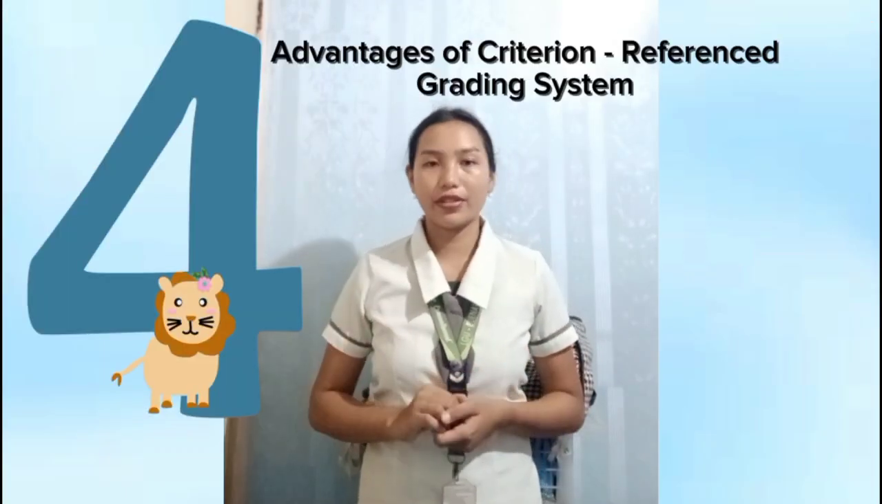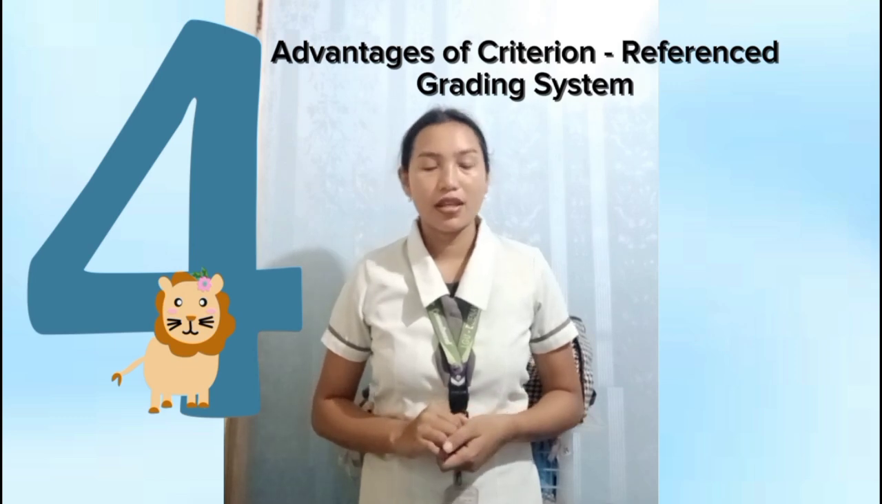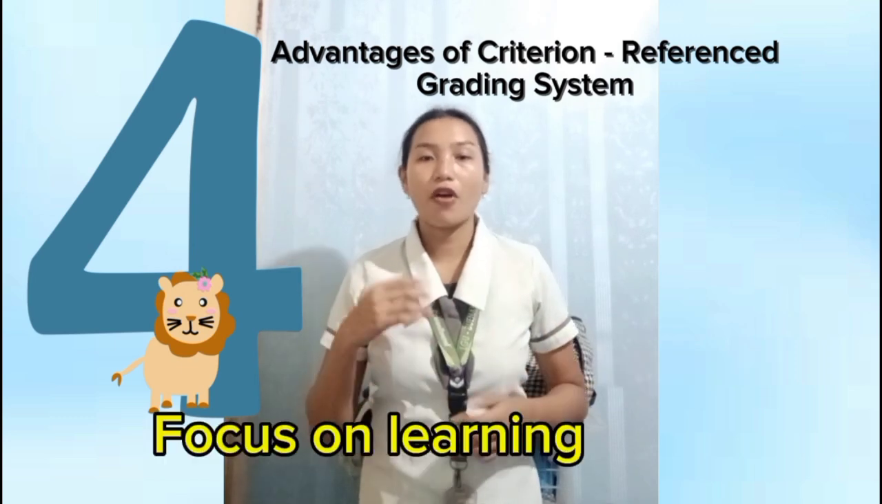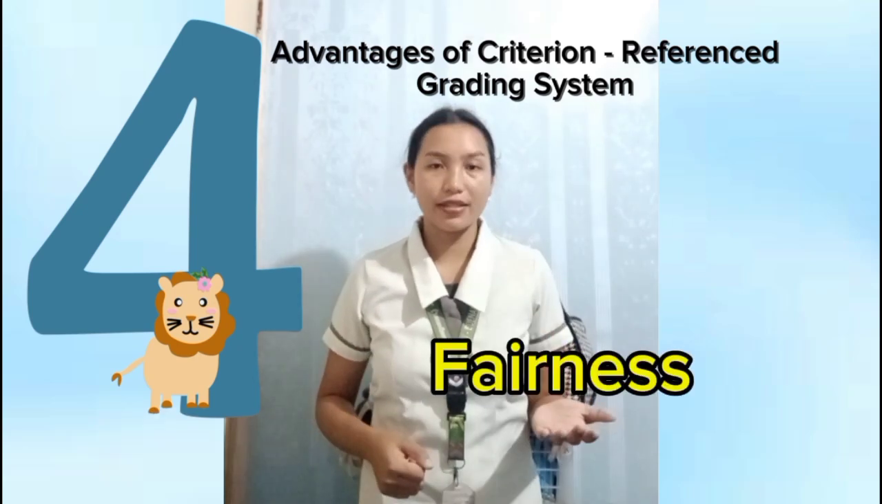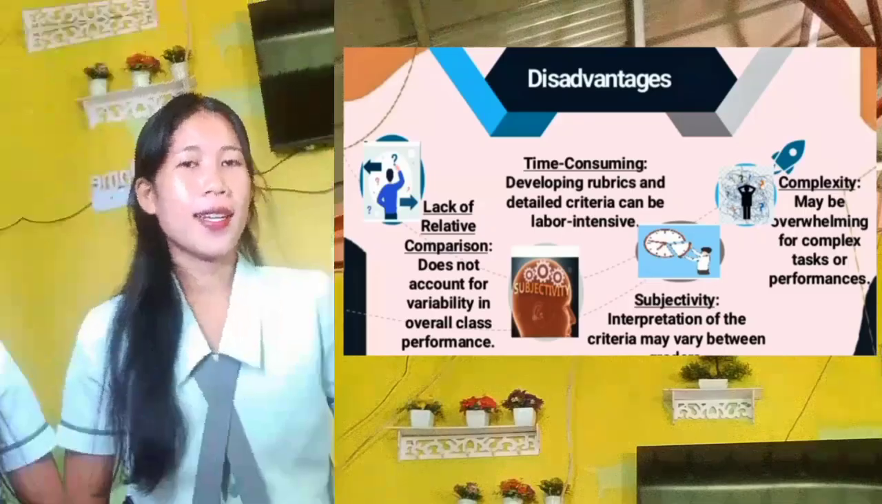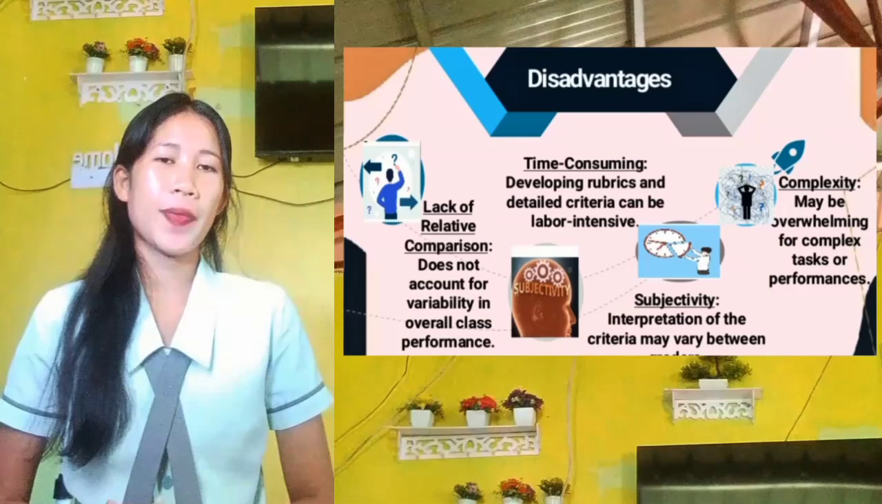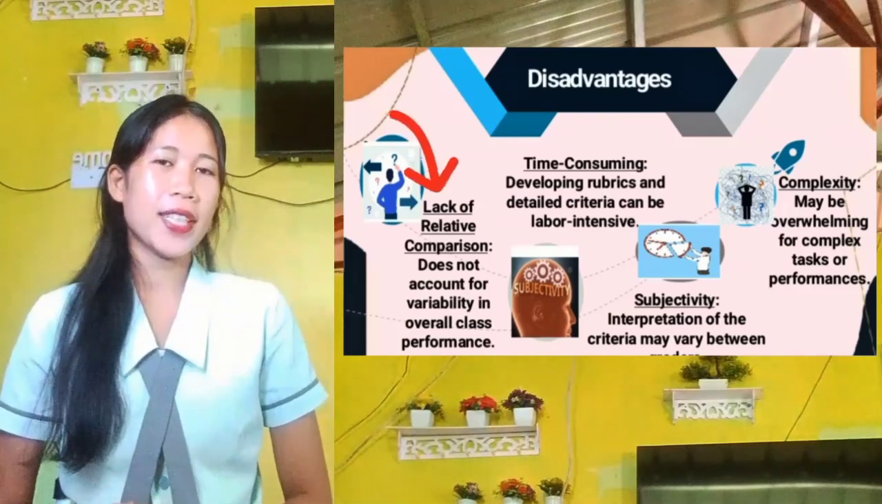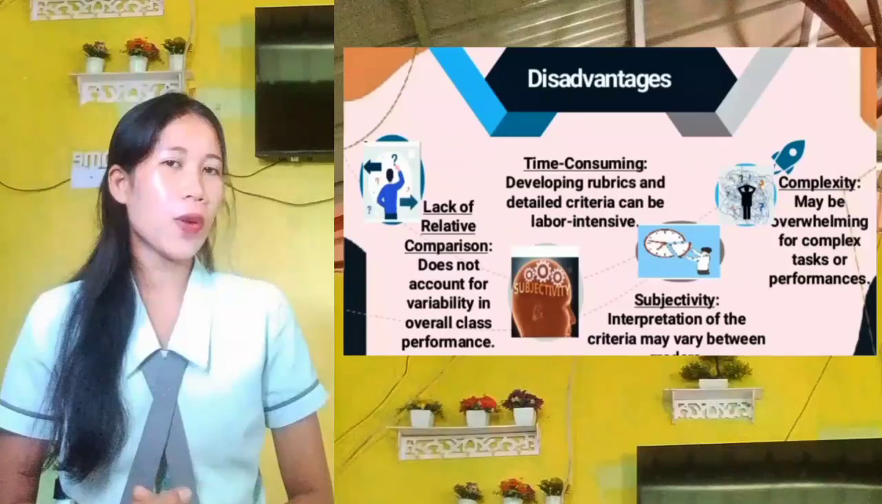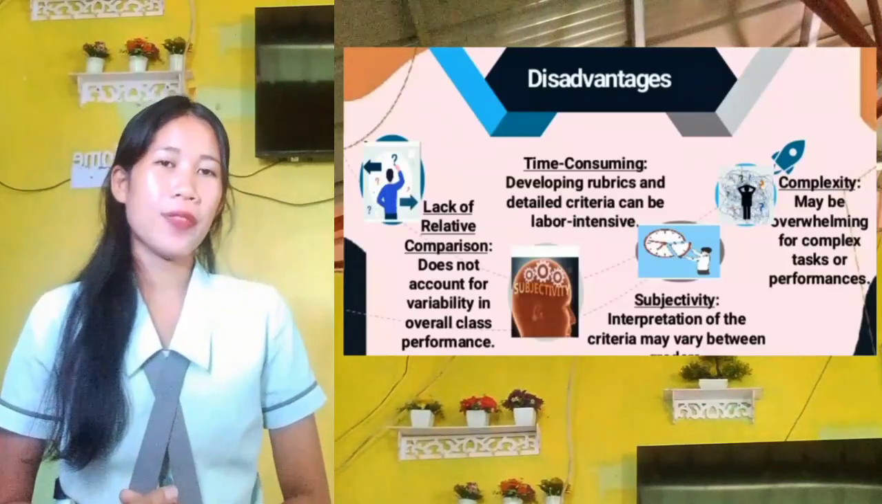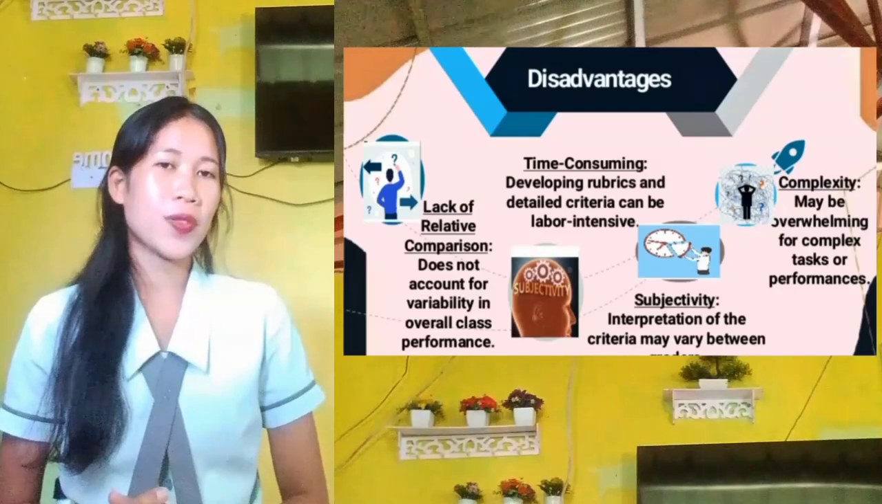And those are the 4 advantages of criterion-referenced grading system, such as actionable feedback, focus on learning, fairness, and clarity. These are the disadvantages of criterion-referenced grading system. The first one is lack of relative comparison. Another drawback is that rubrics do not account for variability in overall class performance.